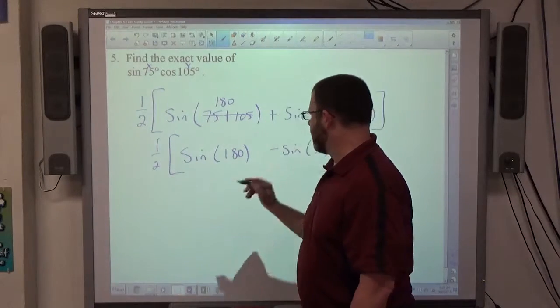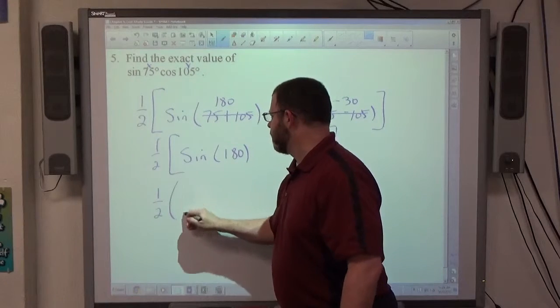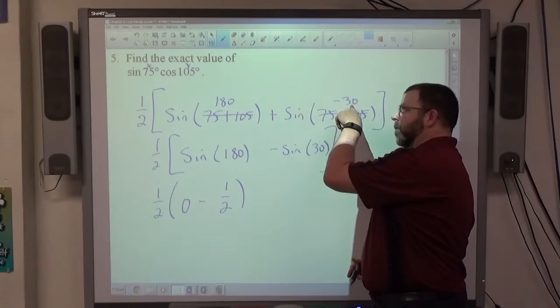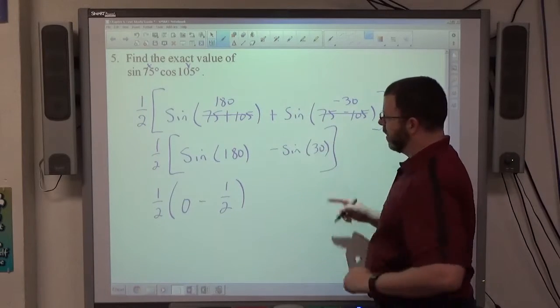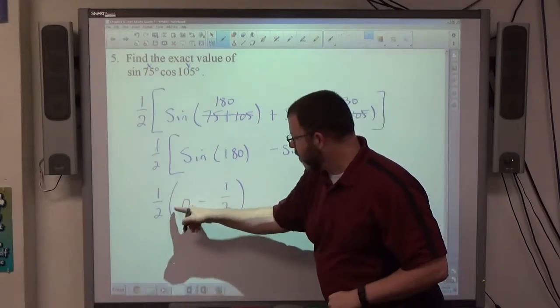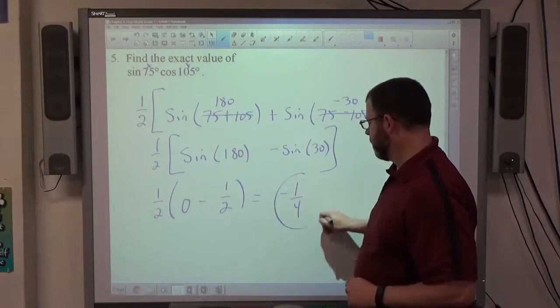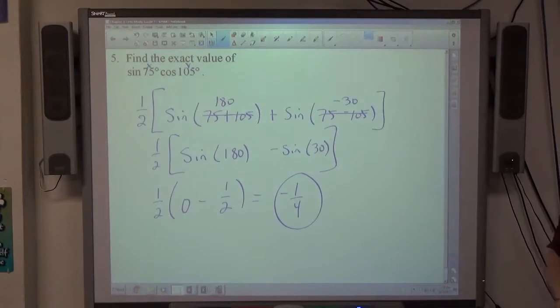So it's 1/2 times that. The sine of 180 is 0, the sine of 30 is 1/2. And again, sine of negative 30 is the same as minus sine of positive 30, so it's minus 1/2. 0 minus 1/2 is negative 1/2, times 1/2 is negative 1/4. That's the exact value of that.